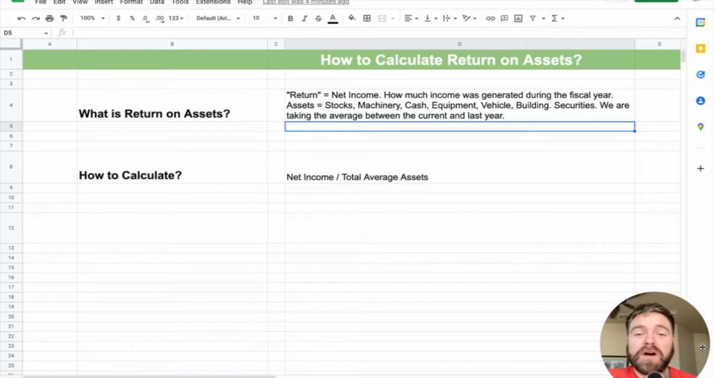In today's video, I'll be talking about how to calculate return on assets. We'll go through what the definition is, talk about the formula, and then go through a big example problem, and I'll walk you through it. Let's get into it.